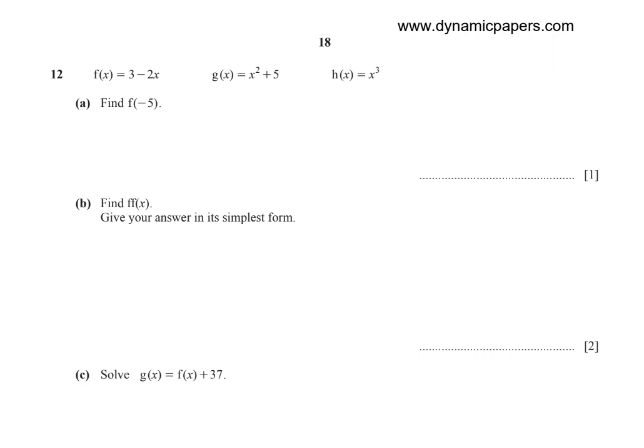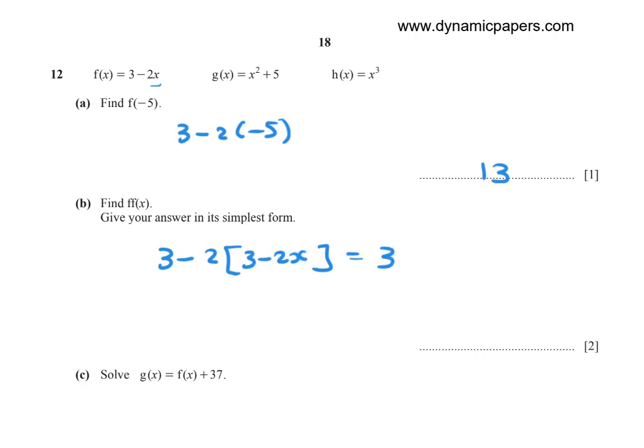Number 12, f(x), g(x), and h(x). Find f(-5). So substitute x equal negative 5. So 3 minus 2 times negative 5, so 3 plus 10 equals 13. Then f(f(x)), so put f in itself. So 3 minus 2, instead of x, write the function itself, so 3 minus 2x. Then simplify. 3, negative 2 times 3 is negative 6. Negative 2 times negative 2x is positive 4x. So 3 minus 6 is negative 3. So negative 3 plus 4x, or 4x minus 3.